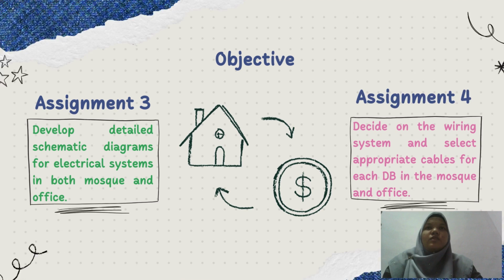Okay, next I will talk about the objectives for assignment 3 and assignment 4. The objective for assignment 3 is to develop a detailed schematic diagram for the electrical system in both MOS and office. And the objective for assignment 4 is to decide on the wiring system and select suitable cable for each DB in the MOS and the office.